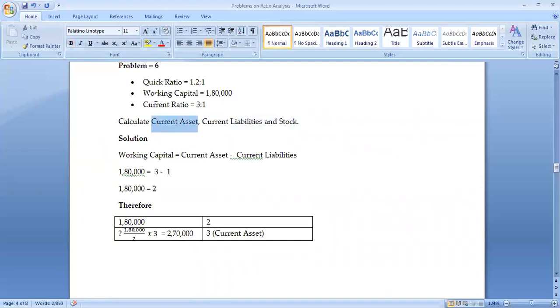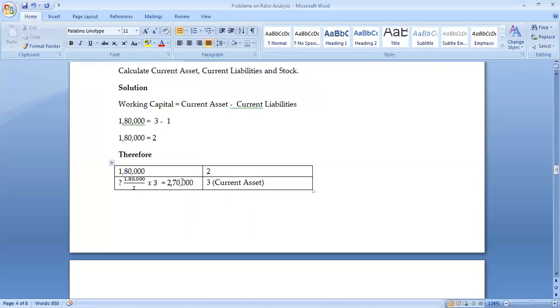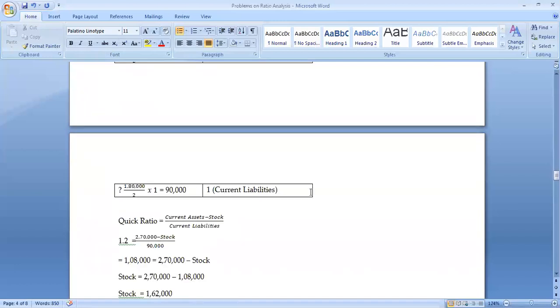You know to calculate when the working capital is given. Working capital is equal to current assets minus current liability. So 1,80,000 stands for the ratio 2. The current ratio is given, so 3 minus 1. So what will be the value? The same value. For 2, 1,80,000. For 3, you have to find out the current asset. And for 1, you have to find out when there is 2 worth of 1,80,000. The same way current liability will be computed.